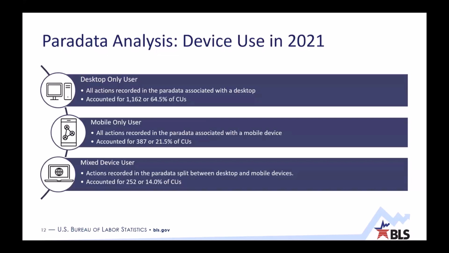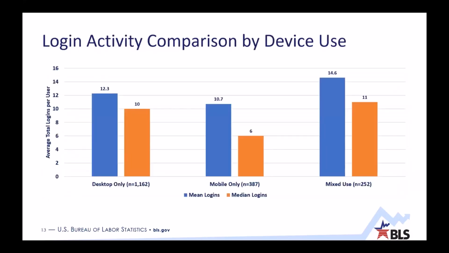The information on the slide shows that desktop only use was by far the most popular option in 2021, with 64.5% of CUs, followed by mobile only and mixed device use with 21.5% and 14% respectively. Device information is also useful for grouping other findings like the previously mentioned logins. The data in this graph showed that for both mean and median estimates of logins, CUs with mixed device use on the far right logged into their diary more frequently than desktop or mobile users.